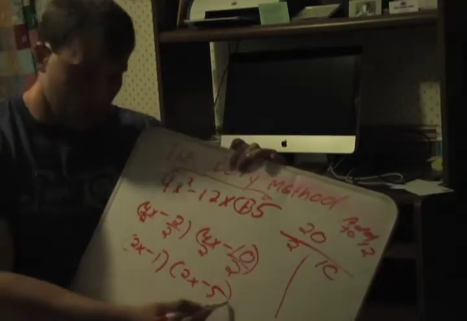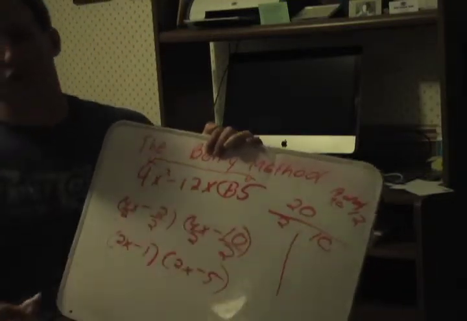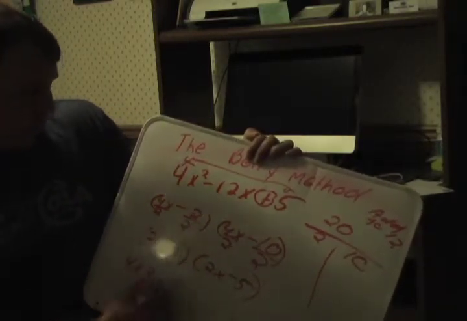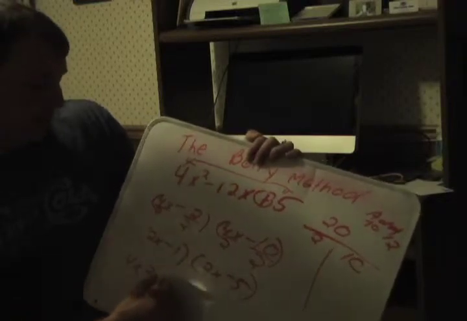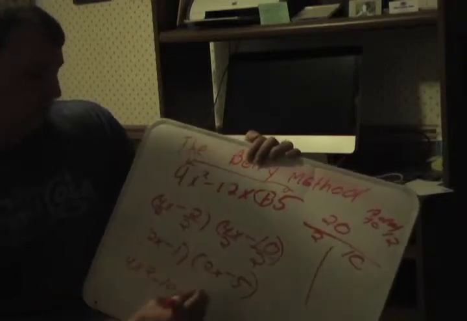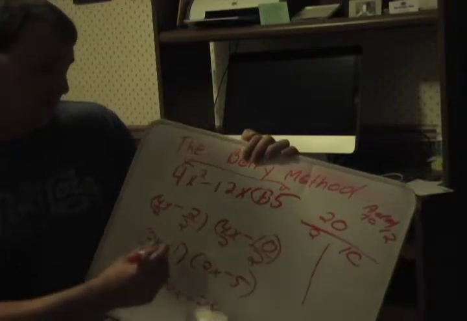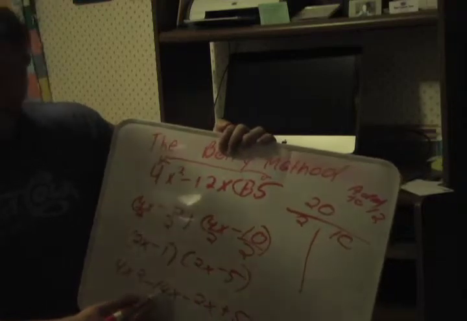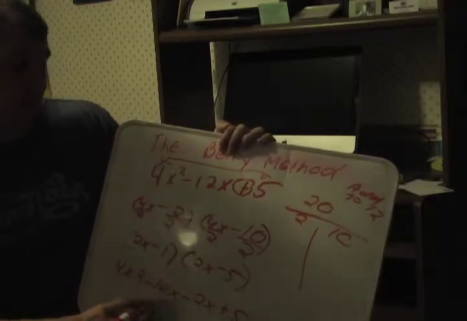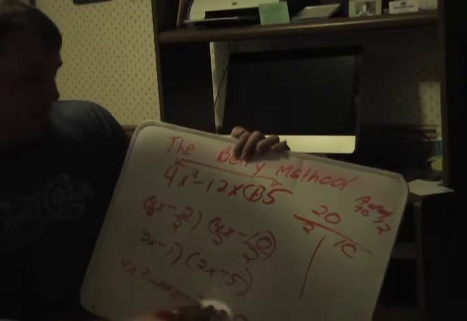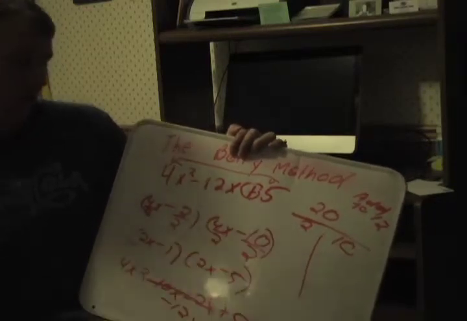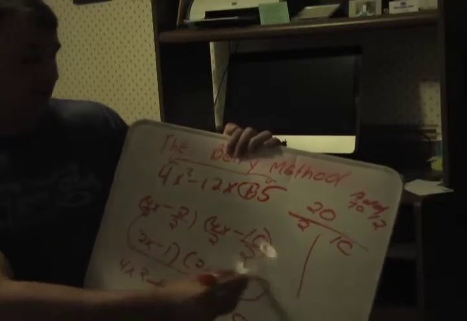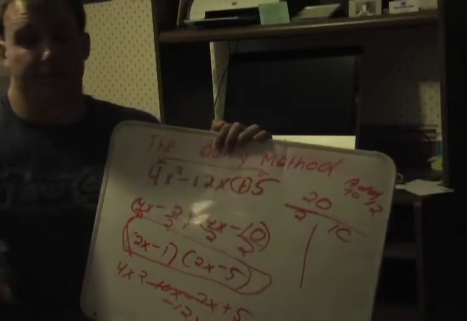Okay, I think this is my final answer. Let's FOIL it out to check and see what we got. 2x times 2x is 4x squared. Outer, 2x times negative 5 is negative 10x. Negative 1 times 2x is negative 2x. Then negative 1 times negative 5 is positive 5. Now let's put our like terms together. Negative 10 minus 2, that's negative 12x. There we go, and that matches up perfectly with what I got here, so this has to be my final answer. Okay, that's the third and final one.